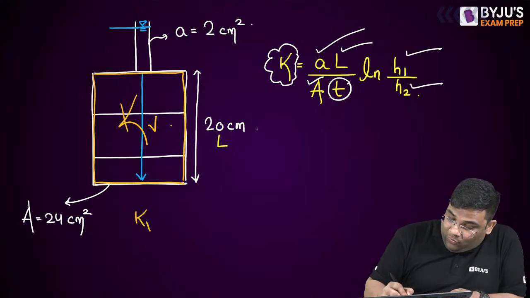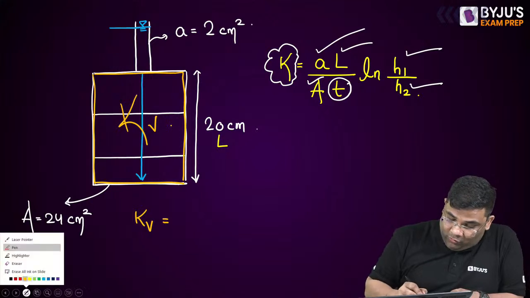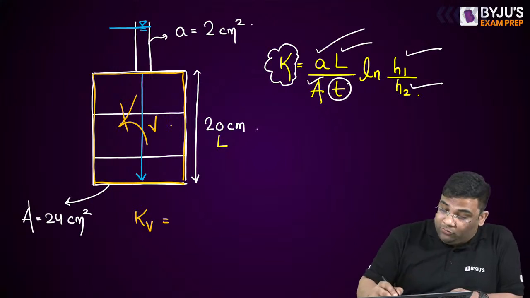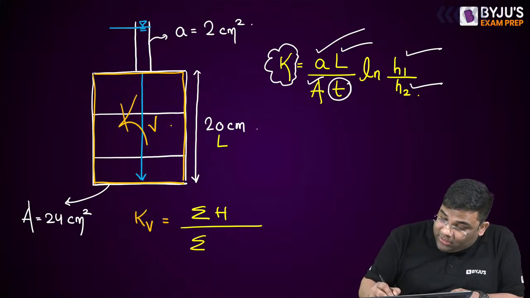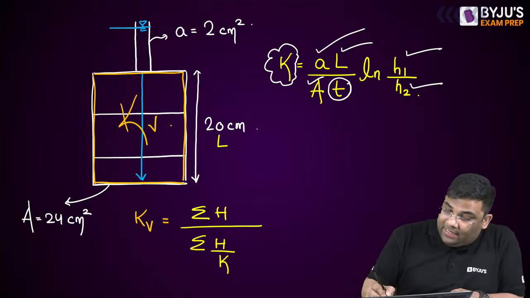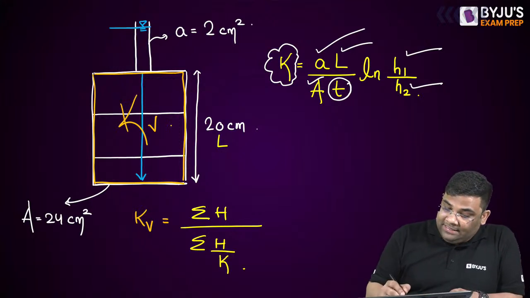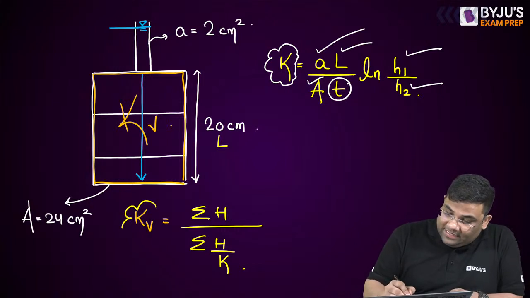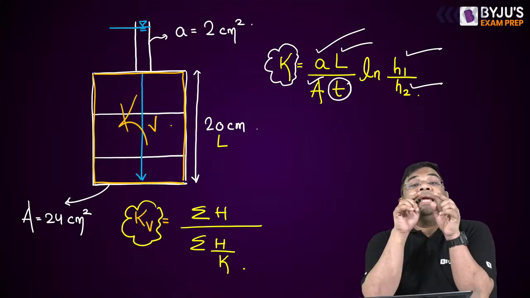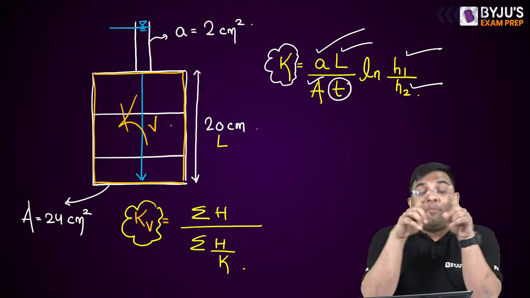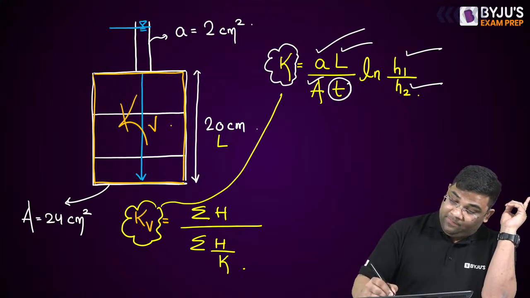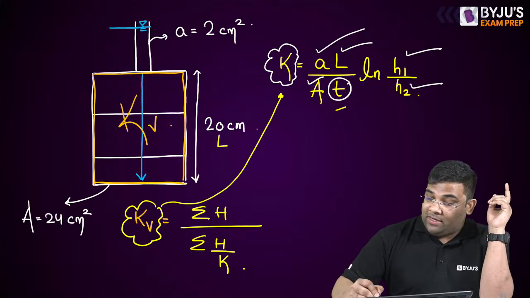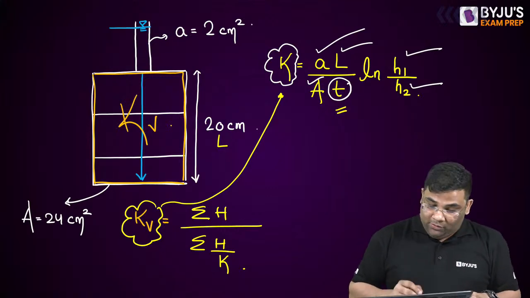And how do we find this equivalent permeability coefficient? Summation of H divided by summation of H by K. This K vertical, which we get, will become the K of the whole sample comprising the three layers. Once you find this, you can place it here and find out T. So find out this K vertical.